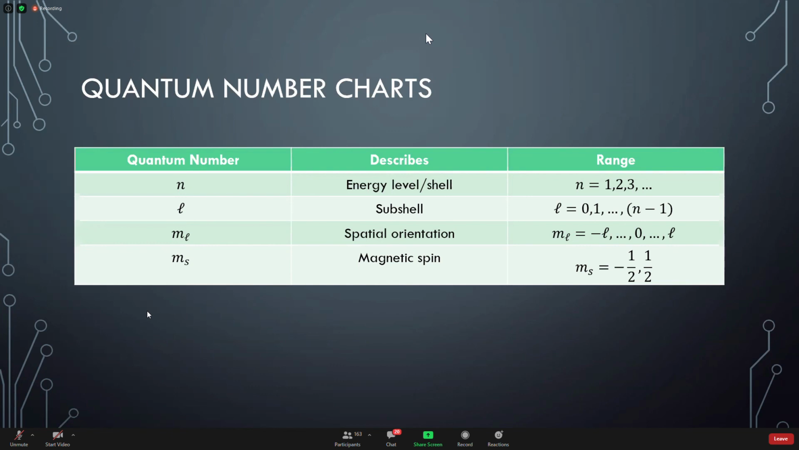How do we determine magnetic spin? Again, that one's also a little bit arbitrary. You just have to make sure to remember that if one is plus 1/2, the other one has to be minus 1/2. So long as they're opposite, that's all okay.